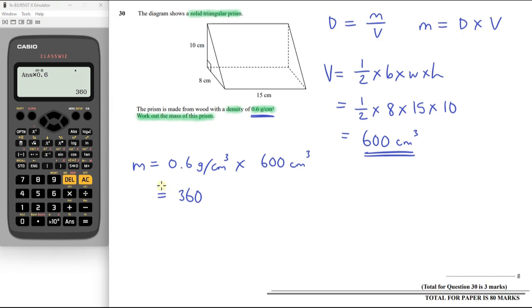And just to check our unit, so we know mass, it should be in grams, and that does make sense because we've got grams divided by centimetres cubed times centimetres cubed. So essentially the centimetres cubed will cancel out and we'll just be left with grams. But that doesn't really matter because we're given the units in the answer. So our answer is going to be 360.